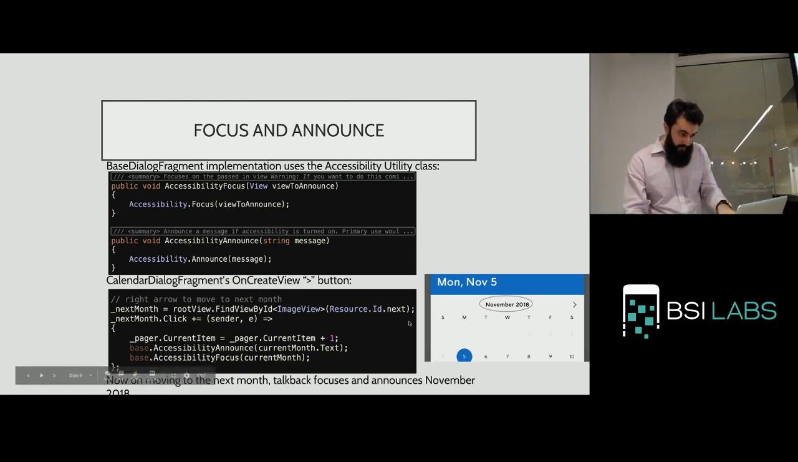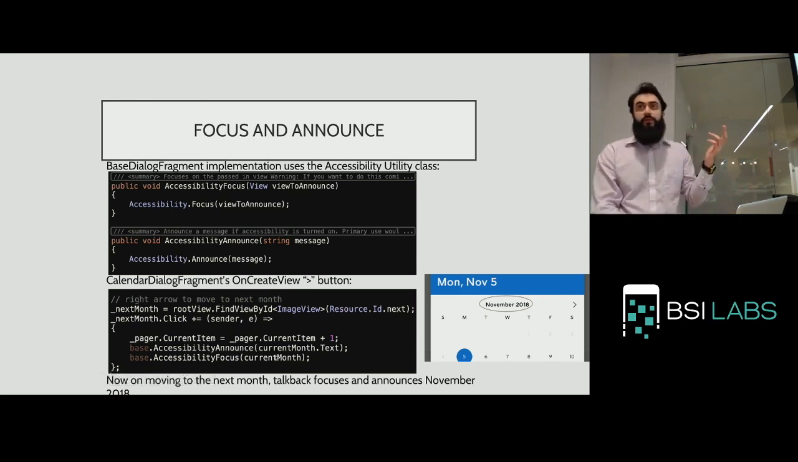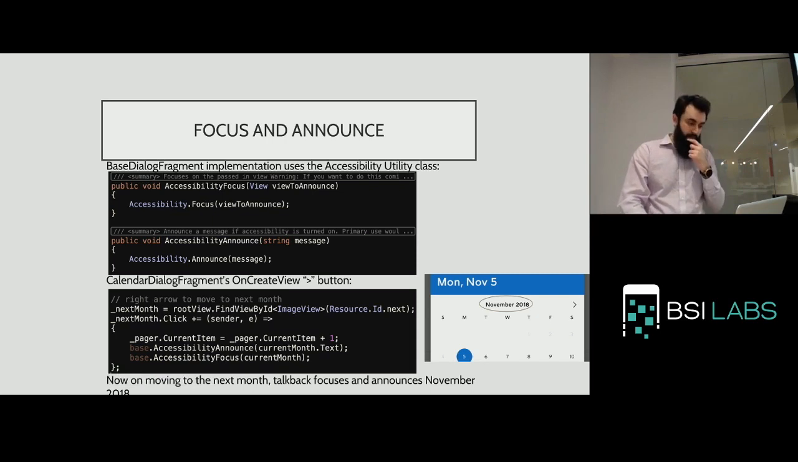In this particular case, that's exactly what I'm showing over here. I'm saying, as soon as you click on the next month, if you notice over here, click next month, and it'll change the page, but it'll also announce the current month and it'll focus on the current month. I have this presentation up, and I'll share it with you guys on my GitHub so you can see it.